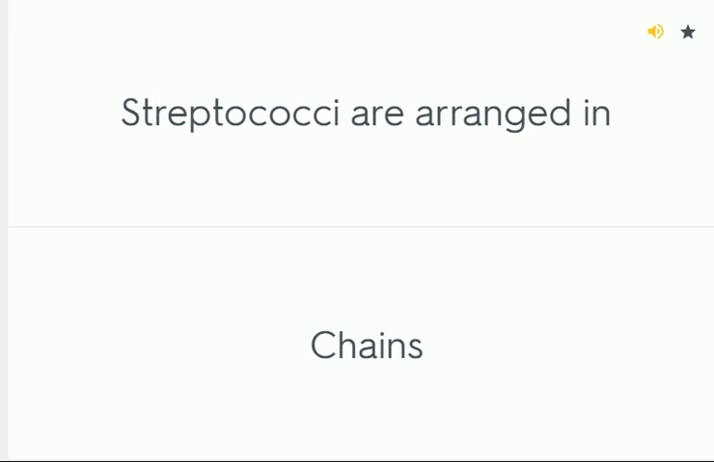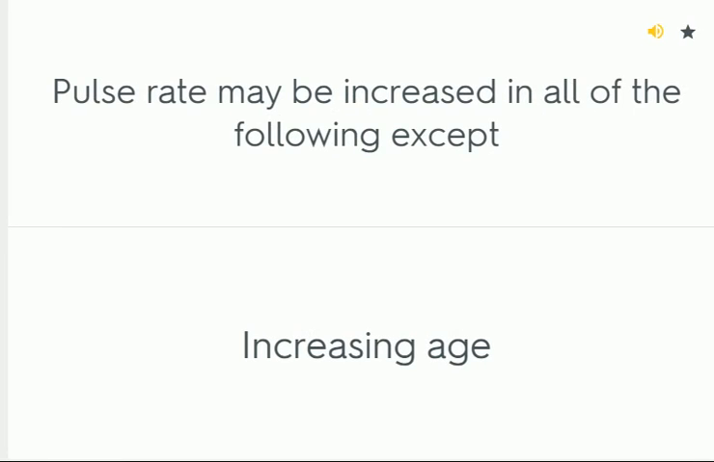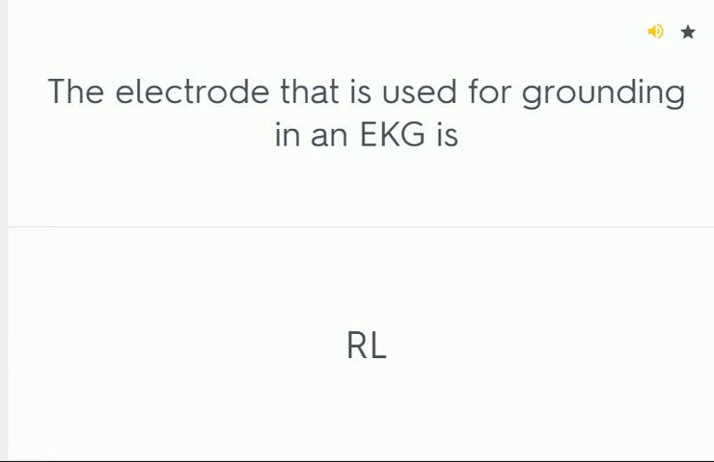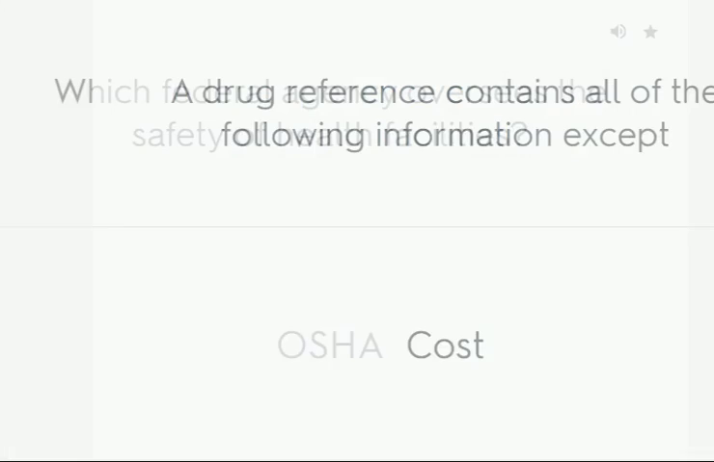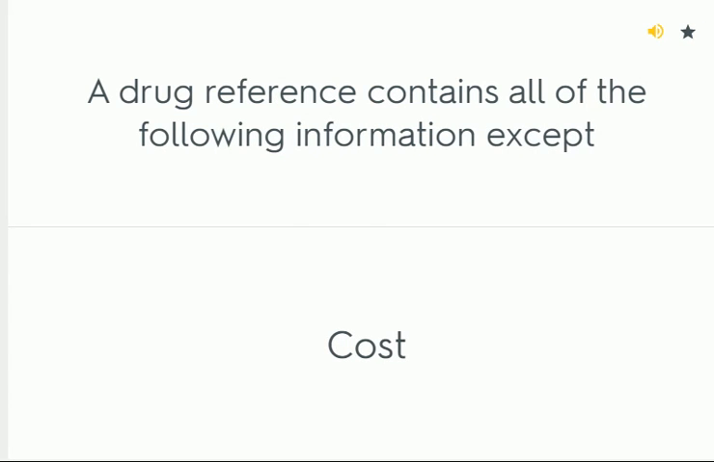Streptococci are arranged in chains. Pulse rate may be increased in all of the following except increasing age. The electrode that is used for grounding in an EKG is RL. Which federal agency oversees the safety of health facilities? OSHA. A drug reference contains all of the following information except cost.